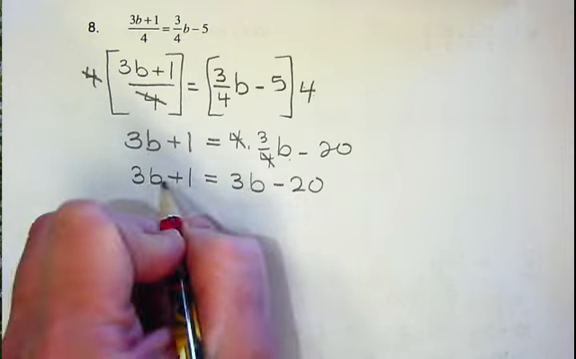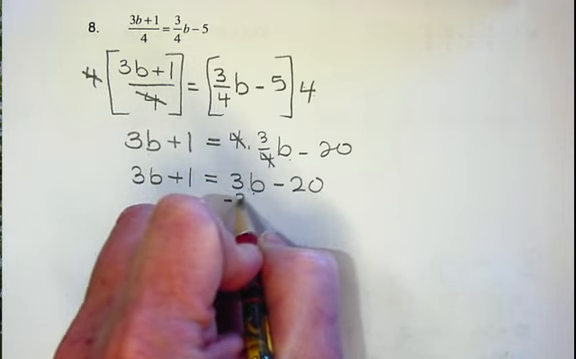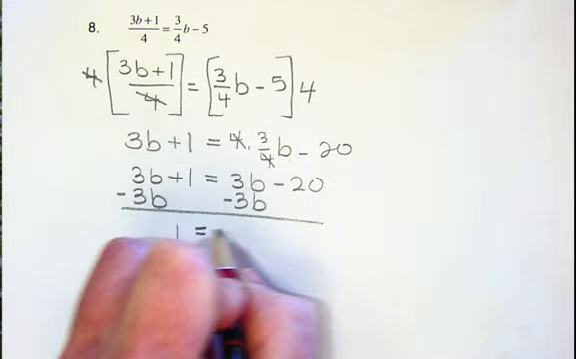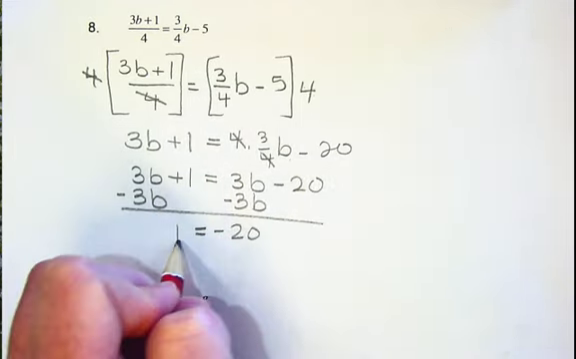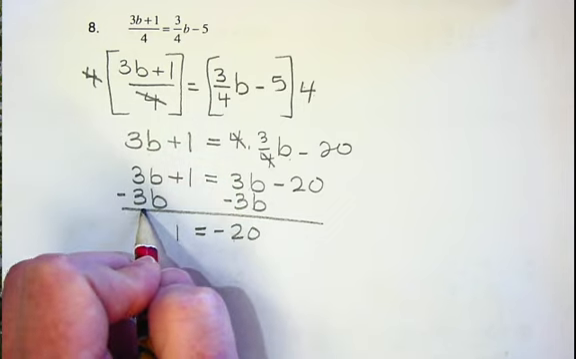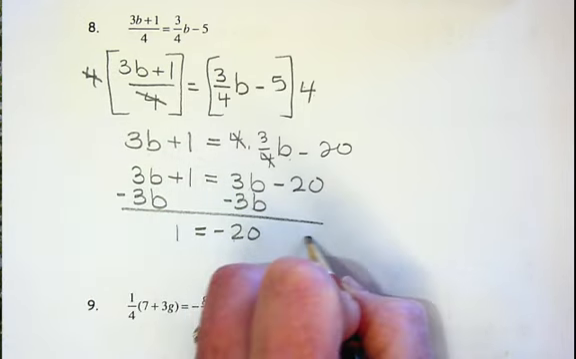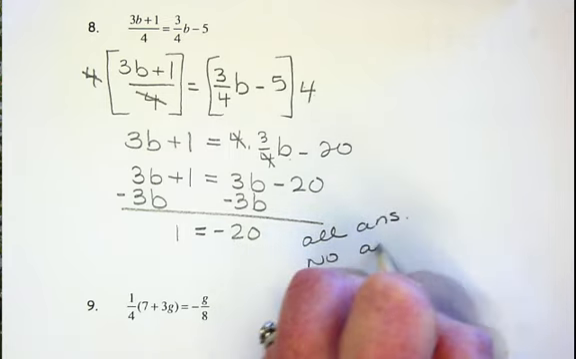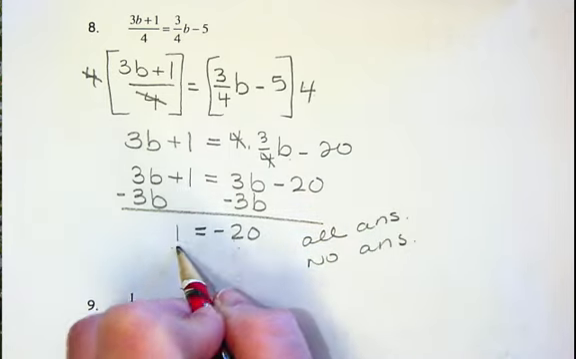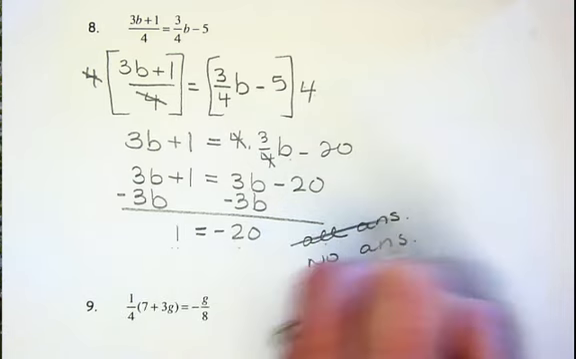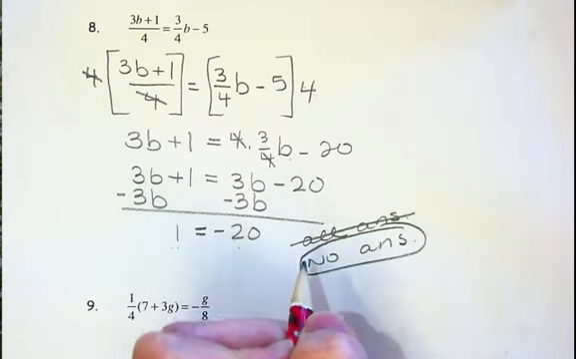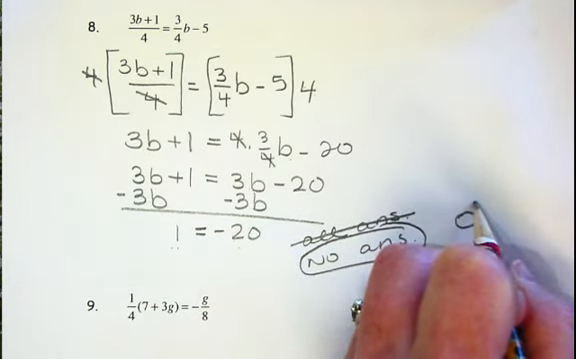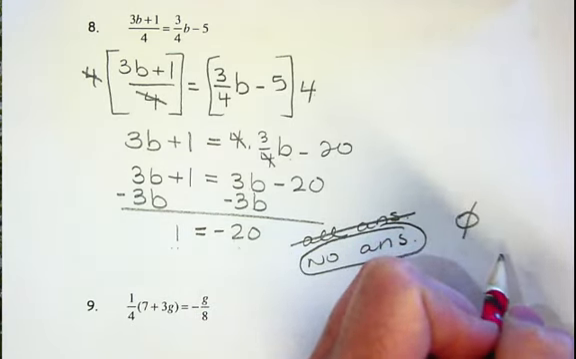Now notice at this stage we have two 3b's. So if I subtract them, I end up with 1 equals negative 20. They are not equal. The b has disappeared. So it's either all answers work or no answers work. If these two were equal, it would be all answers. They are not, so it means no answers are possible. If I had to have set notation for the answer, I would say it's an empty set.